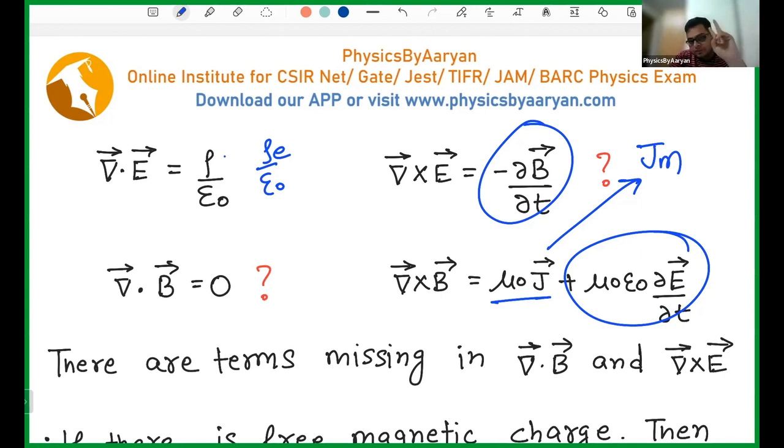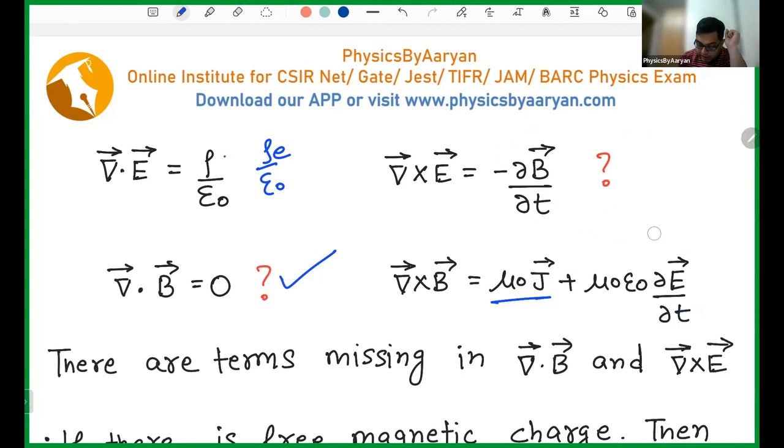So two things are missing. One is magnetic charge as such. That is why in this term, something is missing. In this also one thing is missing: if magnetic charges do not exist, then how will they move? So the magnetic charge is missing and the current due to magnetic charges is also missing. That is why our equations are not symmetric anymore. You can see one thing is missing here and one thing is missing there.